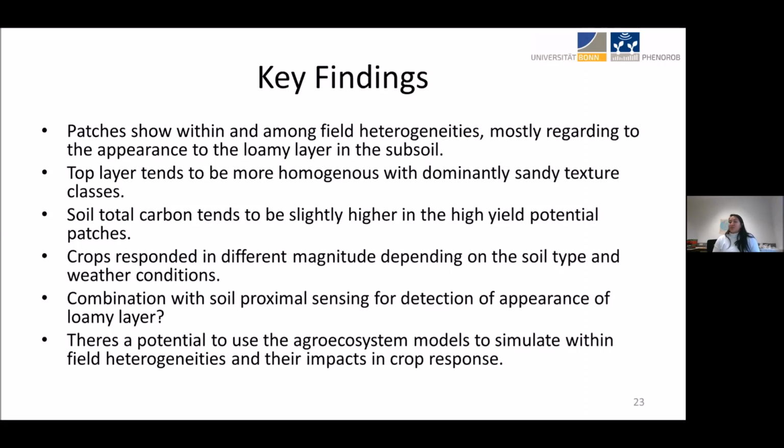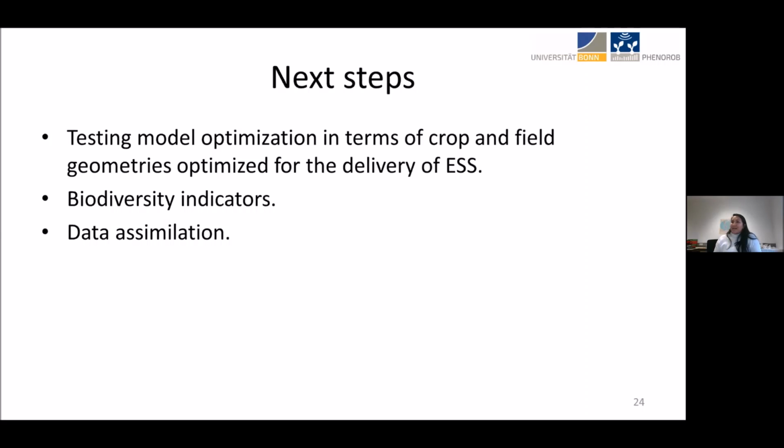And because we have seen that the collection of this soil information so far has been done manually, which is quite intensive, we hope that in the future we can combine it with some soil proximal sensing that can help us detect the appearance of this deeper loamy layer. And there's a potential for the use of agroecosystem models to simulate within field heterogeneities and their impacts on crop response. So for the next steps, we would like to continue testing the model for the optimization of crop and field geometries for the delivery of ecosystem services.